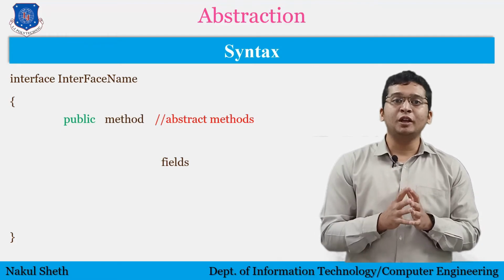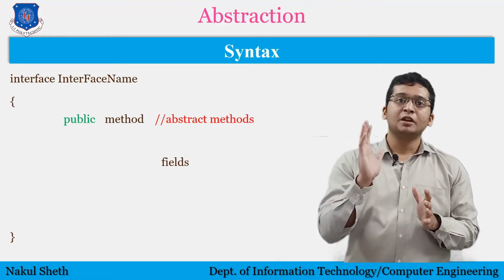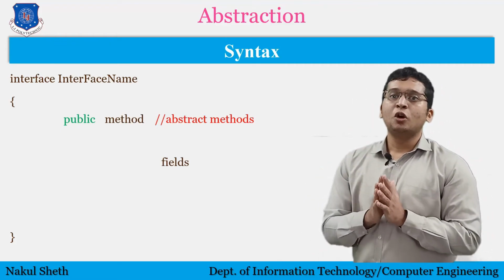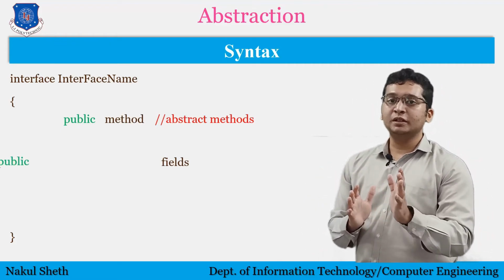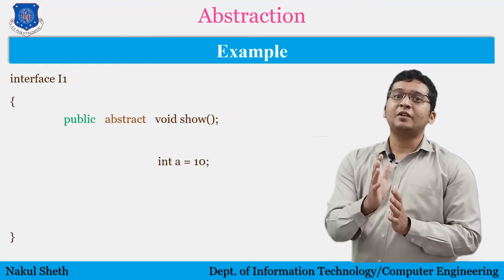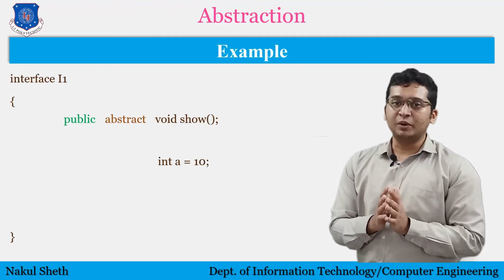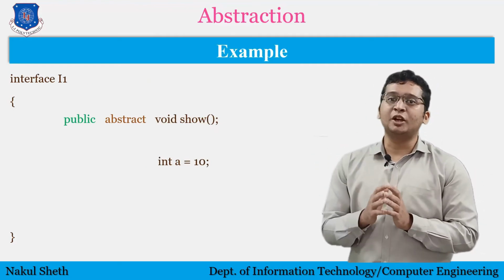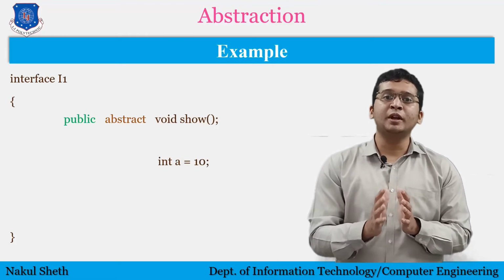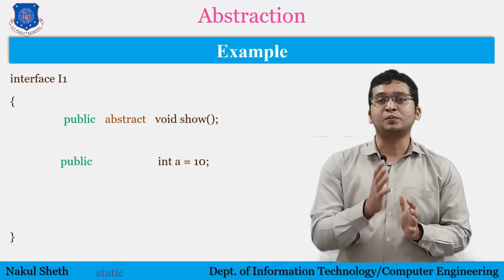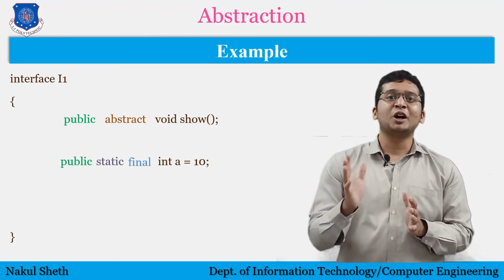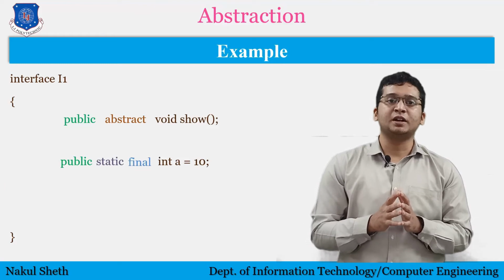Now we are talking about its fields. When you are going to create a field in interface, then all of those fields will become public, static, final. For an example, if I create a variable, that is integer a equals to 10, then your compiler will automatically consider that variable as public, static, final. So students, this is how we can create an interface in Java.